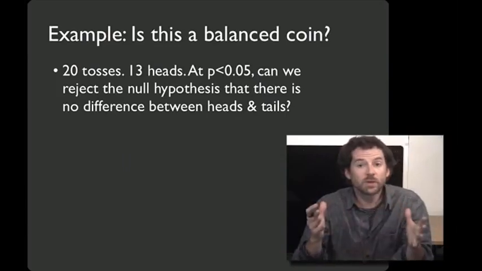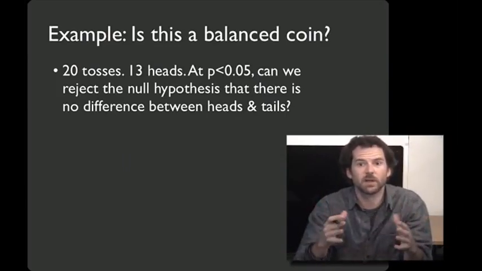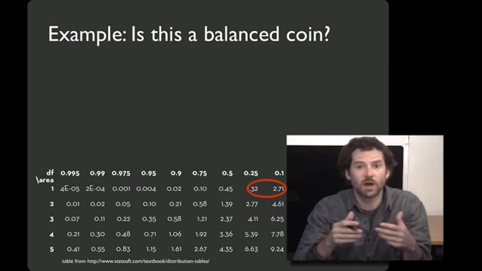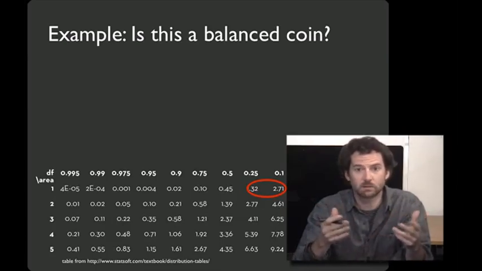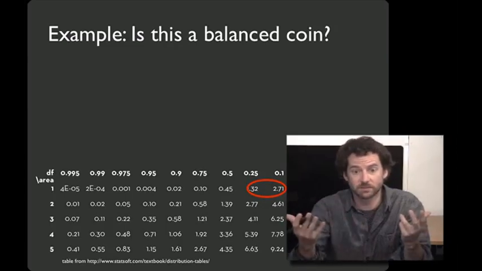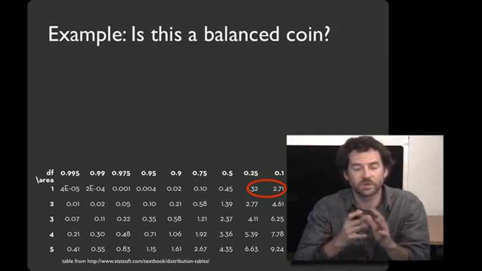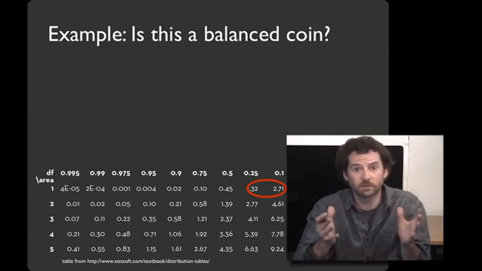So now we can return to our example and do so a little bit more formally, and we can ask: 20 tosses, 13 heads, at p less than 0.05, can we reject the null hypothesis that there is no difference between this coin and an unbiased coin? So let's work it out. We've got 13 minus 10, squared, over 10. Those are our heads, the 13 observed minus the 10 expected. And then we're going to add the other side of the coin, which is 7 observed tails minus 10 expected tails, again squared and divided by 10. When we sum that all up, we get a value of 1.8.